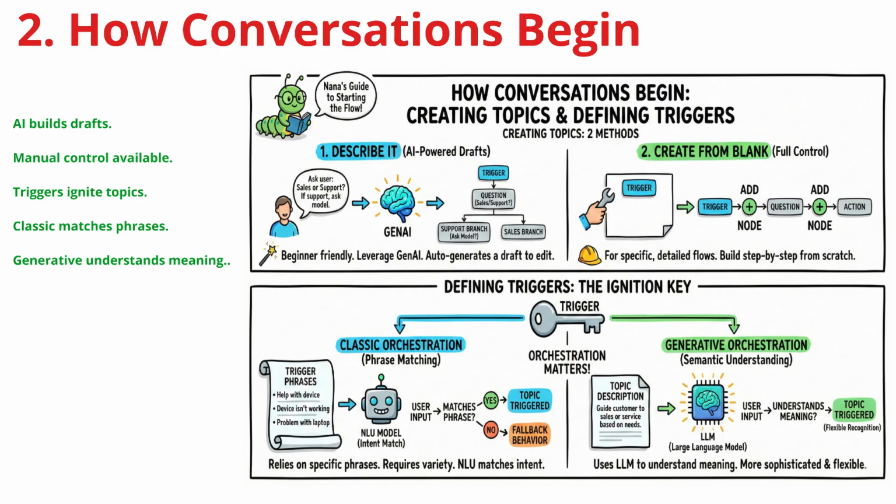But a topic needs an ignition key to launch, the trigger. How you define triggers depends on orchestration. Classic orchestration relies on specific trigger phrases you provide, using NLU to match user intent rigidly. Generative orchestration is much smarter and more flexible. It uses a large language model to interpret the actual meaning of user input against a topic description.